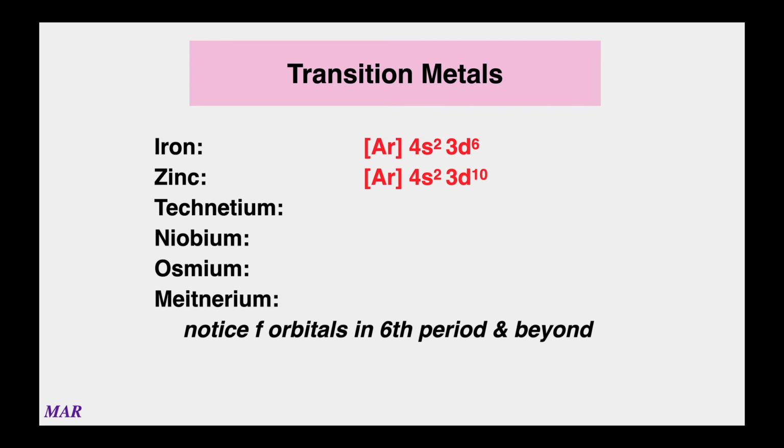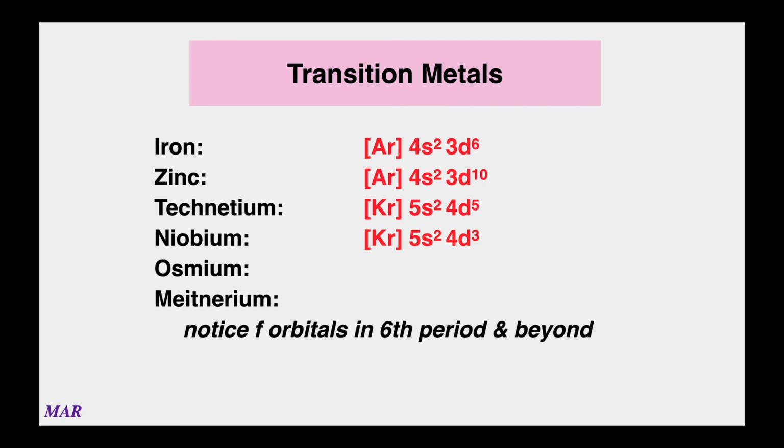So zinc was 3d10. Under it is cadmium. That would be a 4d10. Mercury under that, 5d10, et cetera, et cetera. Technetium is on the next row down, so it's going to have a different noble gas notation. It's going to be krypton, 5s2, and n-1 would be 4d, 4d5. And then niobium, Nb, if you keep going down, that's also a krypton, 5s2, 4d3.